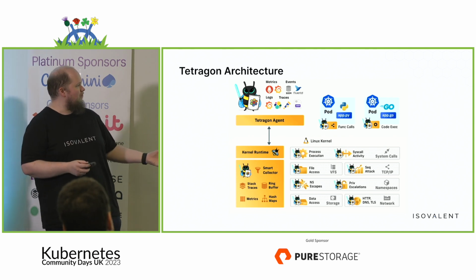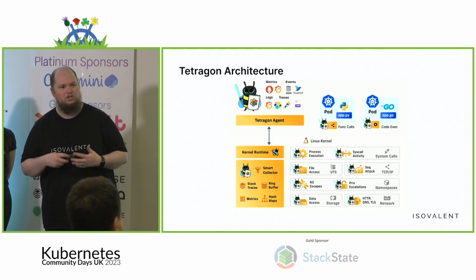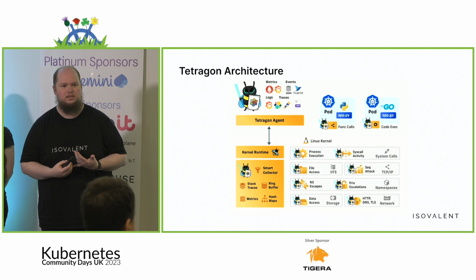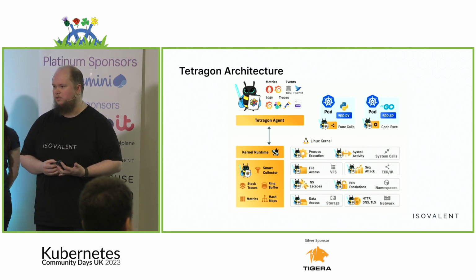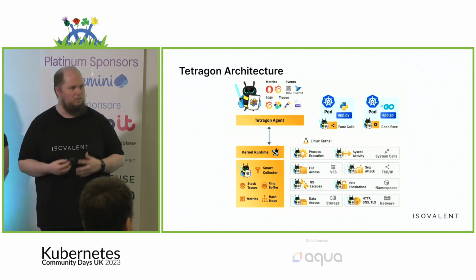This is an extremely high-level architecture diagram. I'm not going to dwell on this too long, but this is the general idea of how it works. There is an agent that runs inside your cluster in Kubernetes, which installs eBPF programs to instrument the things that the kernel is doing, syscalls mostly, but all kinds of stuff.